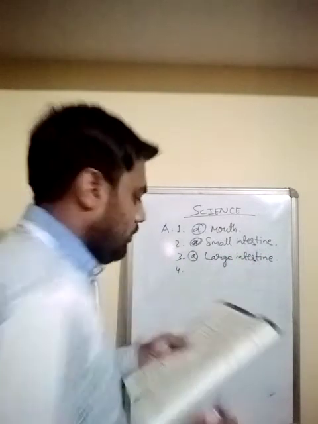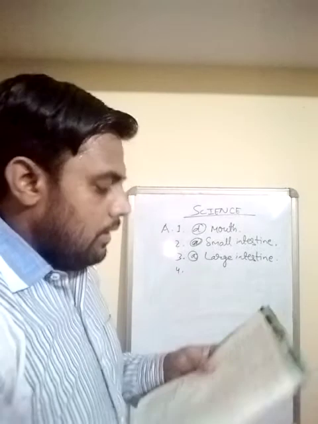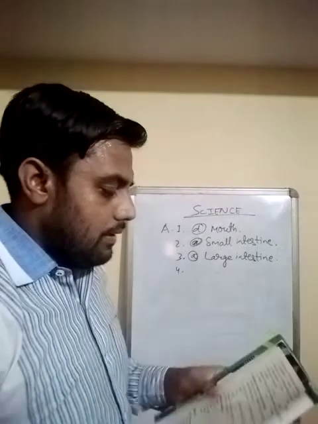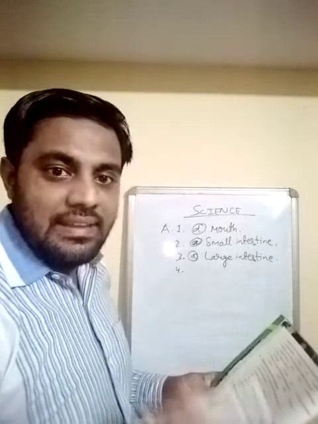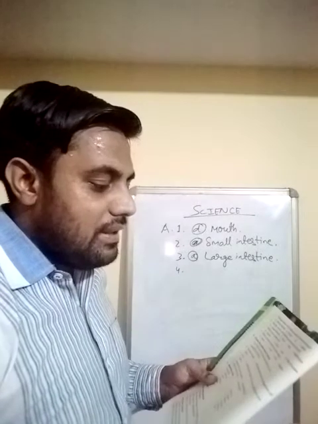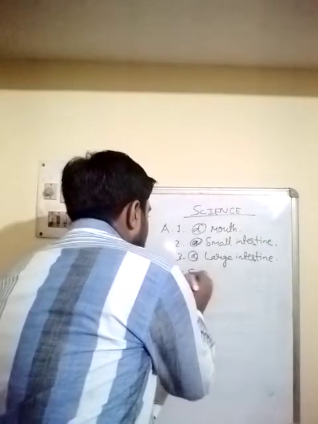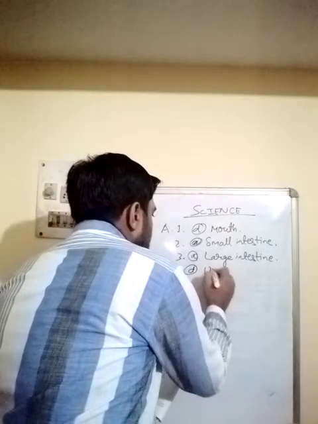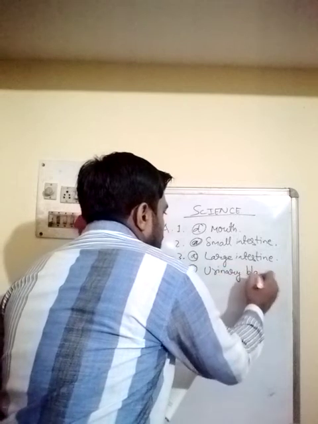Then comes number 4. Which organ stores urine? Your options are number A, urethra. Number B, kidneys. Number C, ureter. And number D, urinary bladder. Your correct answer is number D, urinary bladder.